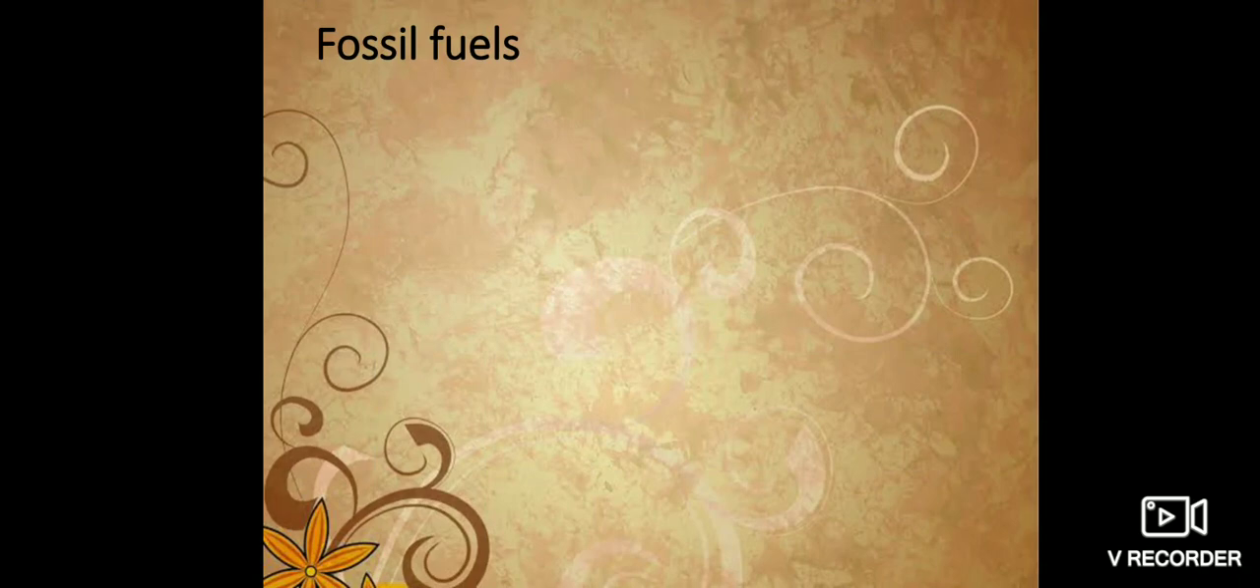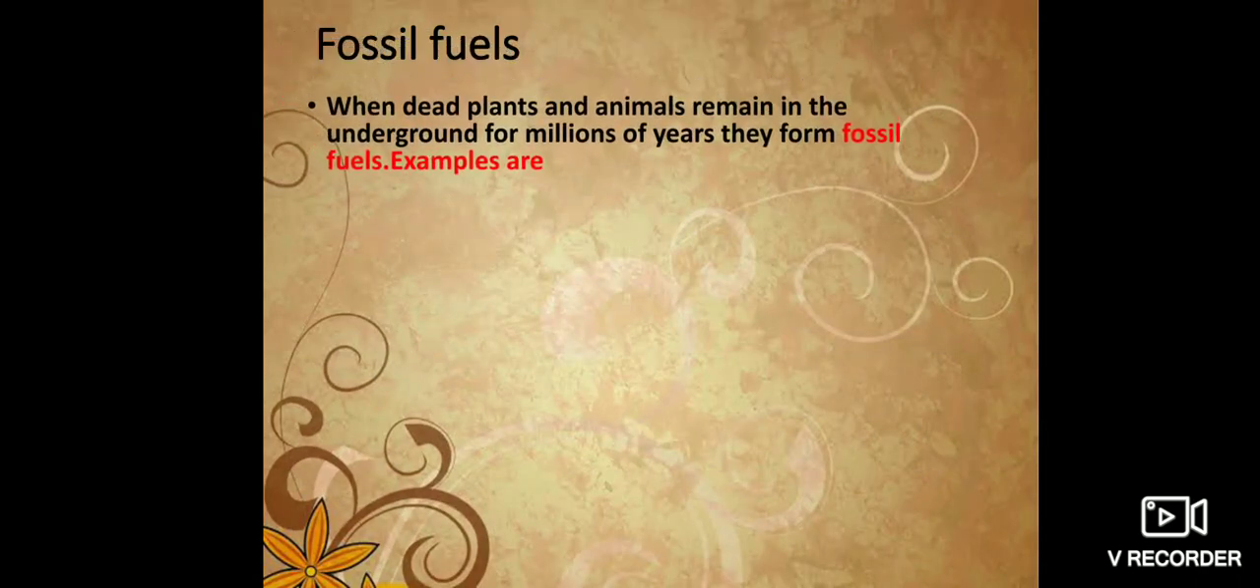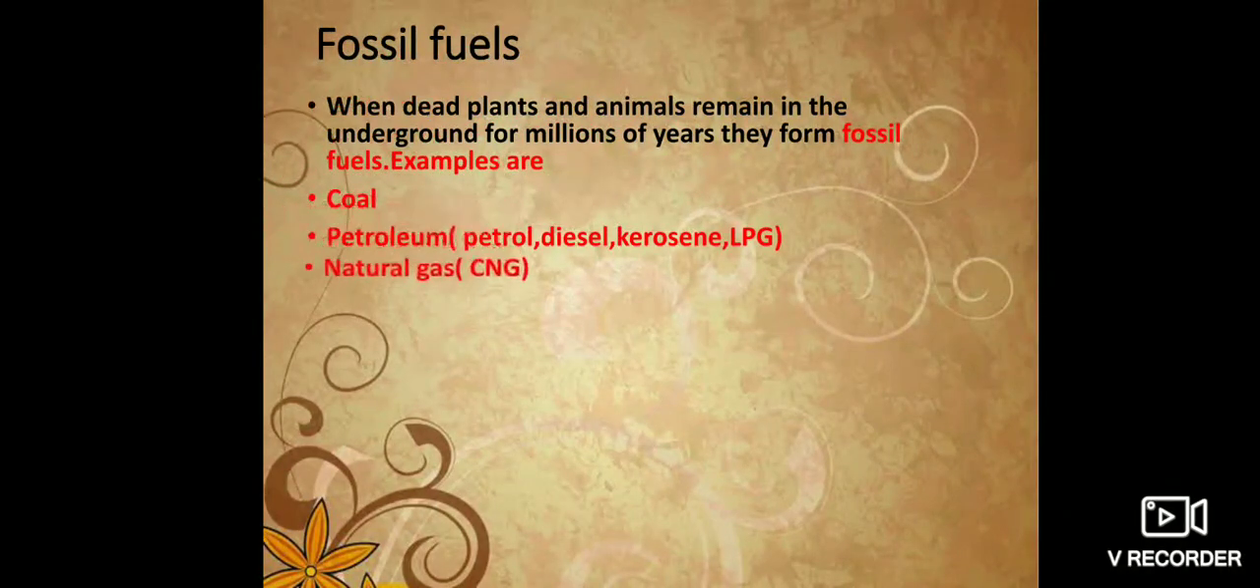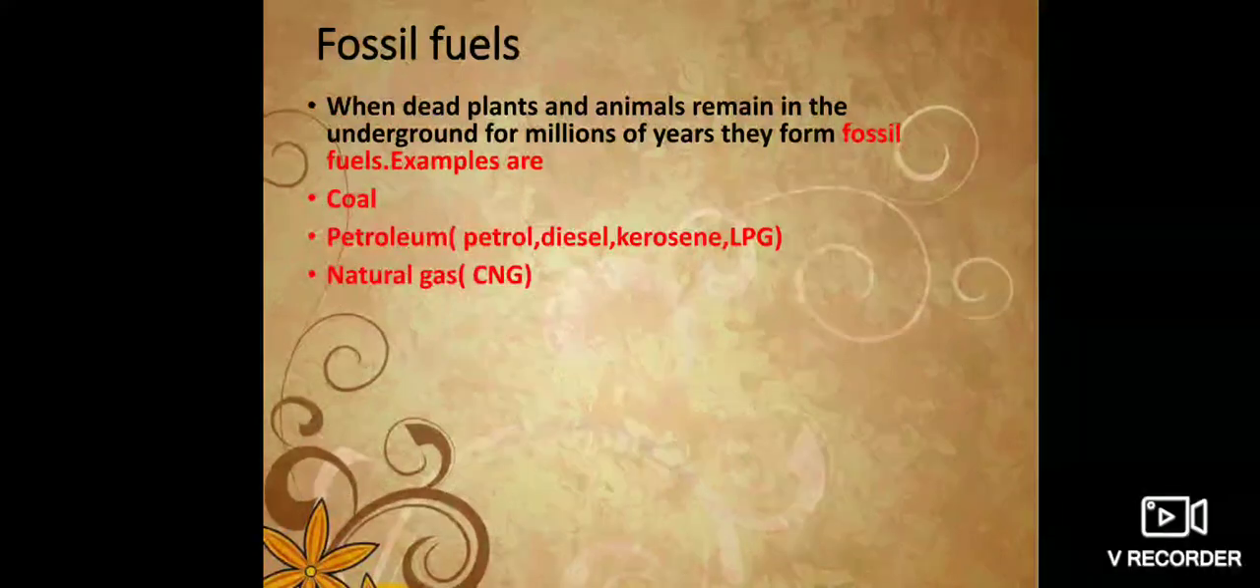Fossil fuels. When dead animals and plants remain underground for millions of years, they form fossil fuels. Examples are coal, petroleum, natural gas, etc. From petroleum, we can separate petrol, diesel, kerosene, LPG, and so many things. All of them we get from underground, and they are called fossil fuels because we get them from dead plants and animals' remains.